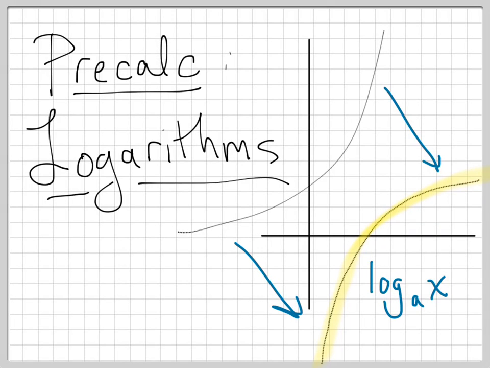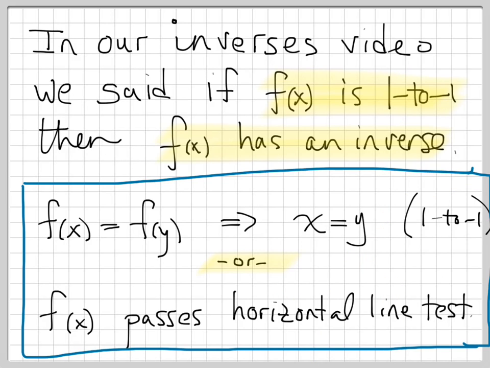Alright, so this is the first of two videos for logarithms. This is coming off of the exponential video and the inverse functions video. So in the inverse video, what we said was that if you have a one-to-one function, then f has an inverse. The importance of being one-to-one is that you pass the horizontal line test, which is the nicest way to say it, but anytime you take two different inputs, you have to get two different outputs, which is another way of saying it.